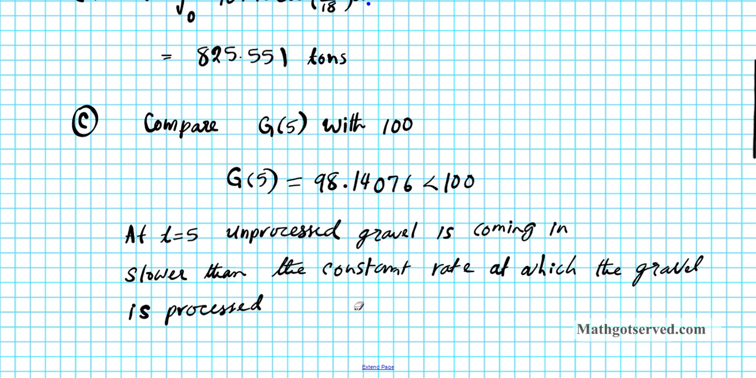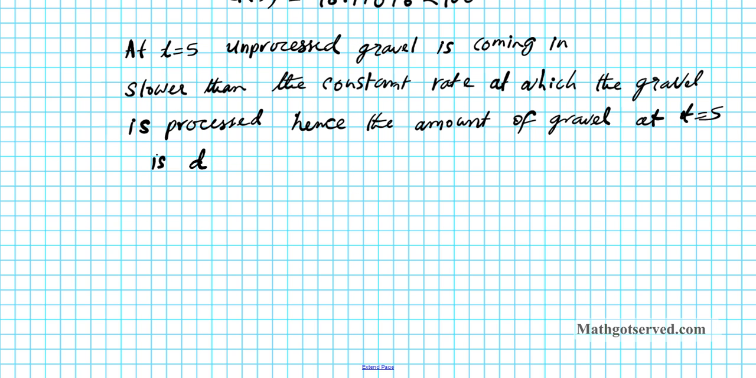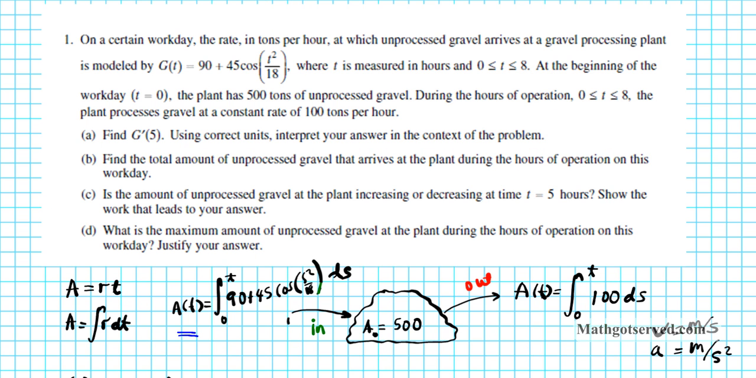So the amount of gravel at this time is decreasing. So hence the amount of gravel at t equals 5 is decreasing. Okay, because out is bigger than in, it is decreasing. So that's that.